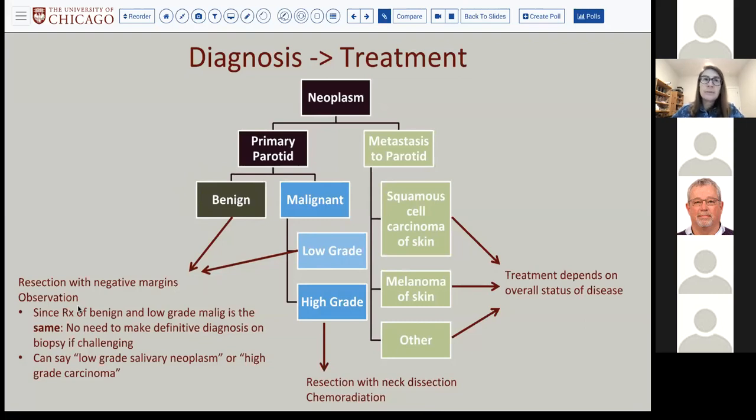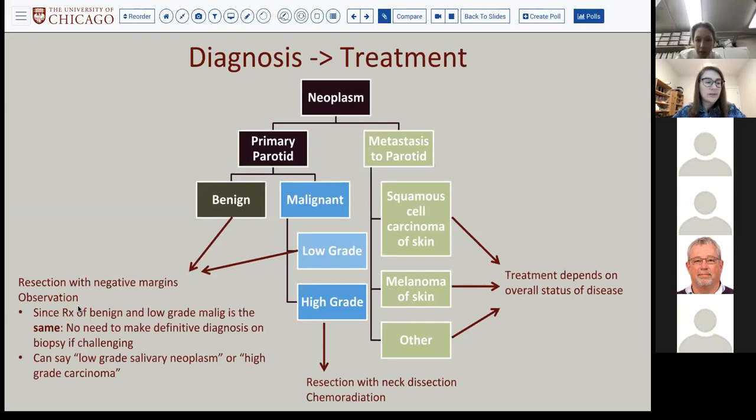Because the treatment of benign and low-grade malignancy is usually quite similar, I would argue that there is almost no need to make a very specific subclassification diagnosis on biopsy. And we often say things like low-grade salivary neoplasm, here's your differential. If it's high grade, it's very important to state that it's a high-grade malignancy or high-grade carcinoma, because then these patients not only will undergo probably a bit wider of a resection, but also post-operative chemoradiation and neck dissection, usually at least ipsilateral neck dissection for the side of the high-grade malignancy.